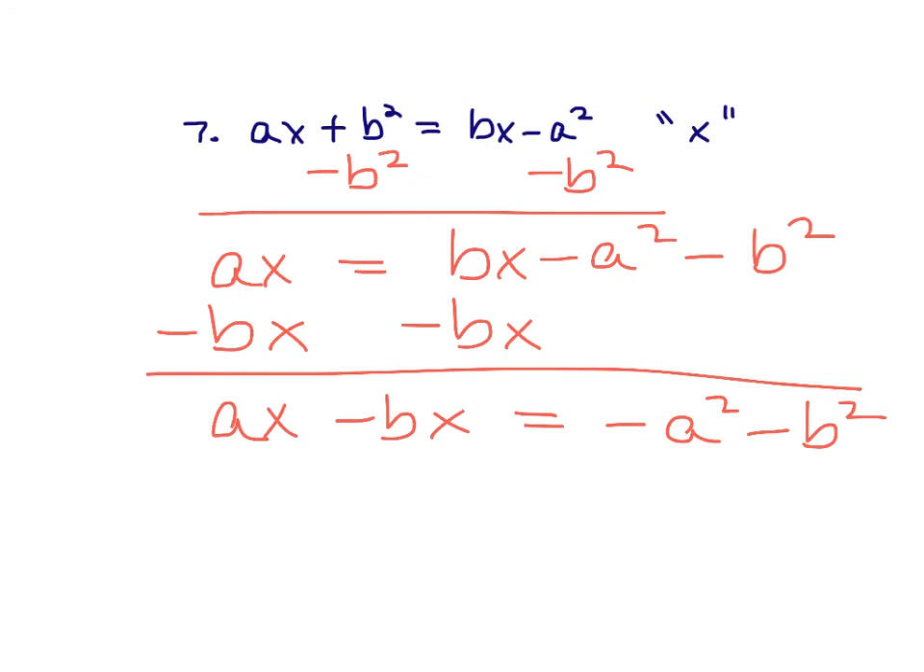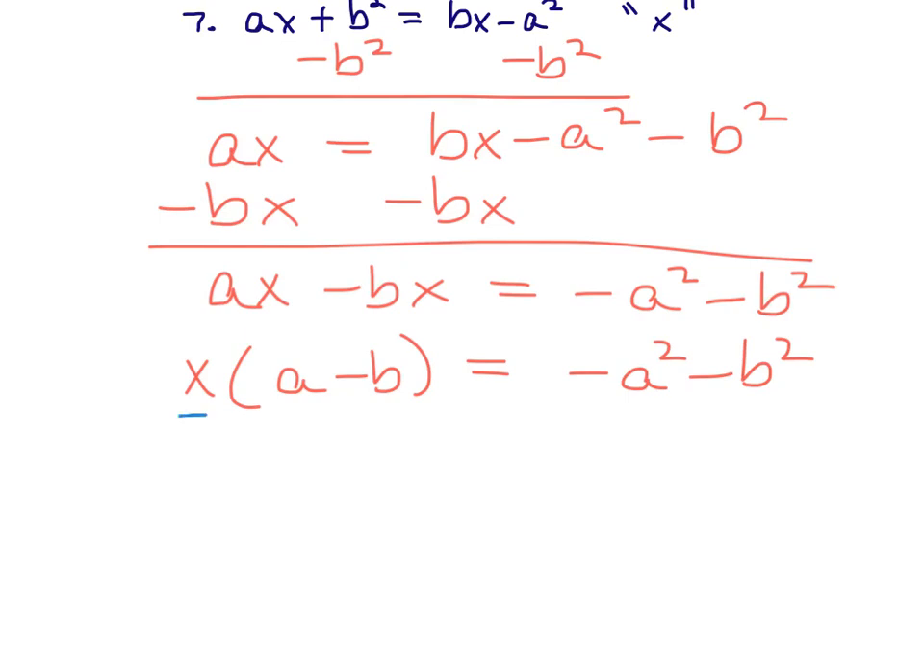Now I need to, again, factor out a GCF. I can't factor that right side. It sort of looks like it's the difference of two squares, but it's not, because negative a squared is not a perfect square. So here I'm going to pull out a GCF of x. And I get a minus b. I still have this side.